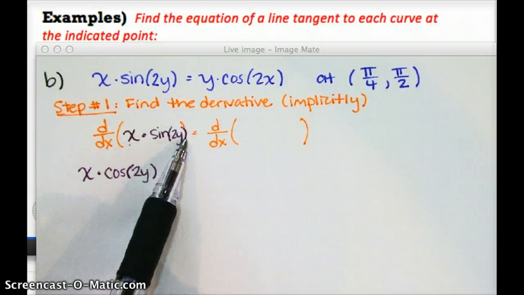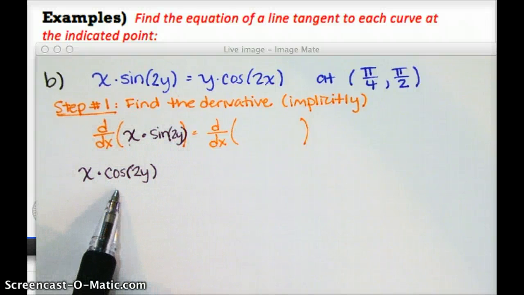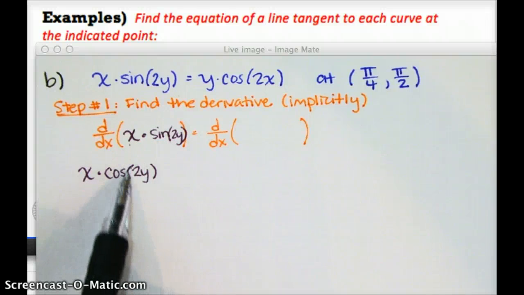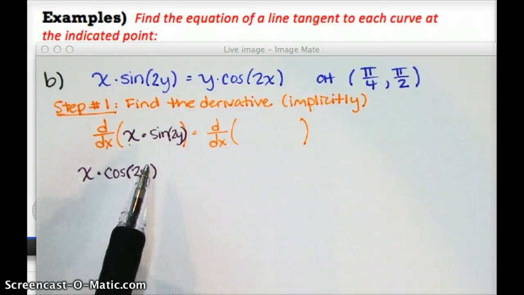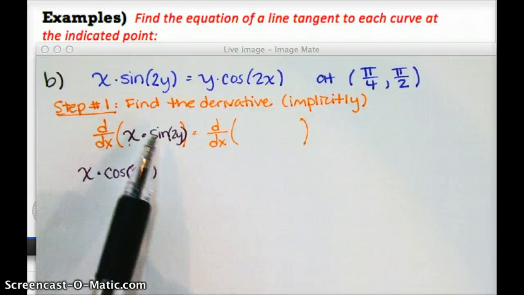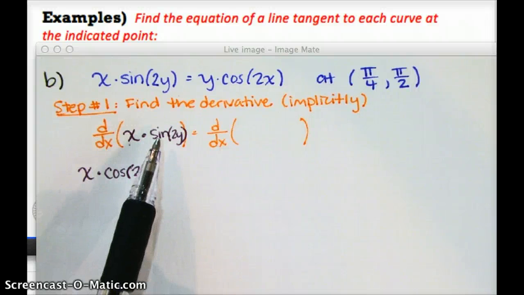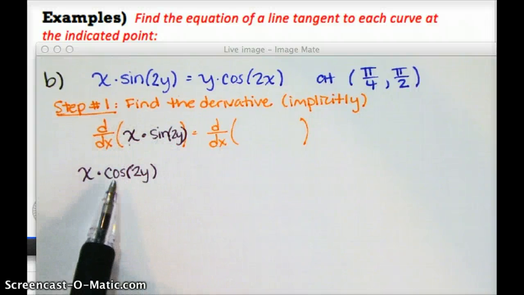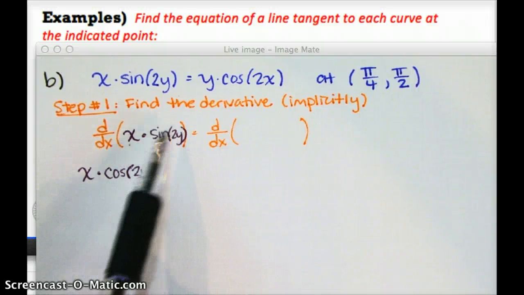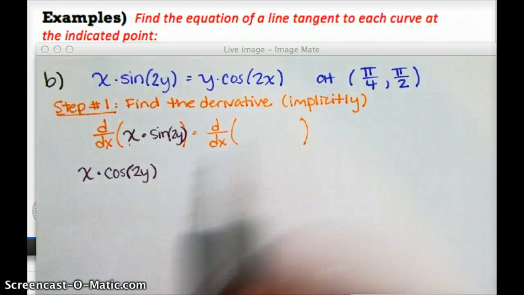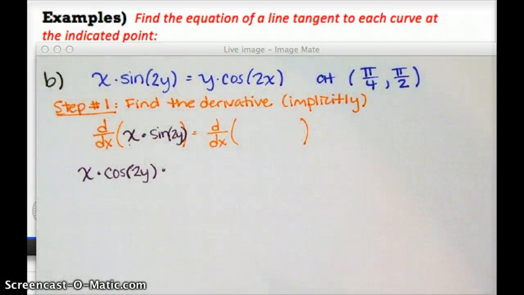sine of 2y. I know the derivative of sine is cosine, but since there's a 2y on the inside, this is where the chain rule comes into effect, because the derivative of sine of 2y, which is my dv, is the derivative of the outside, which is cosine, with the inside function plugged in, which is 2y, times the derivative of the inside.